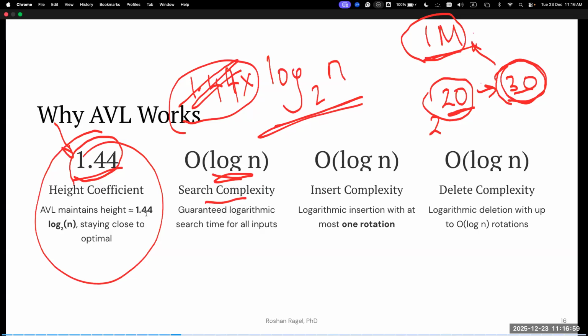Insert has the same complexity because to insert you first have to search. You search, find the location to insert. We already saw how insertion works. Delete again, you do the same: search, find the place, and delete.